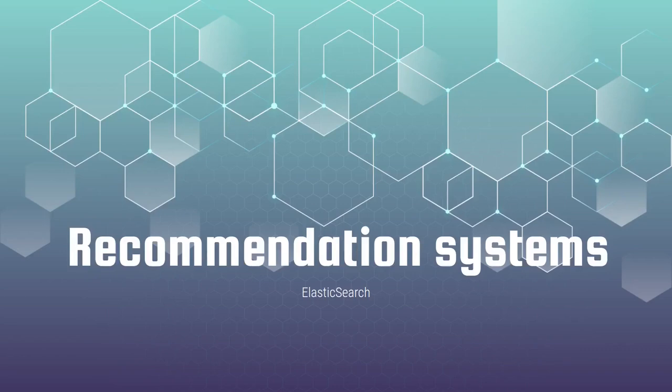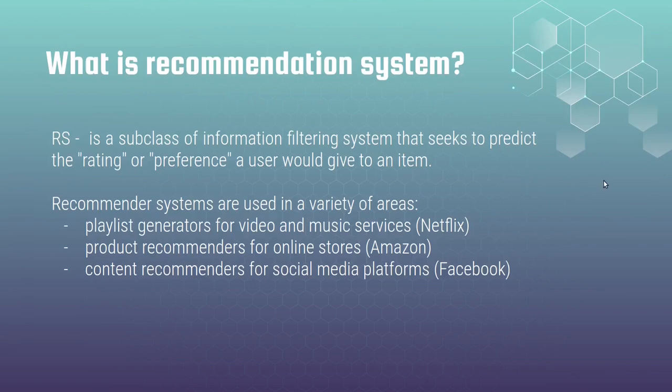We are going to speak about recommendation systems here, and we will start from theory as always. So, what does it mean at all? A recommendation system is a subclass of information filtering system that seeks to predict the rating or preference a user would give to an item. Recommender systems are used in a variety of areas, and here are some examples.